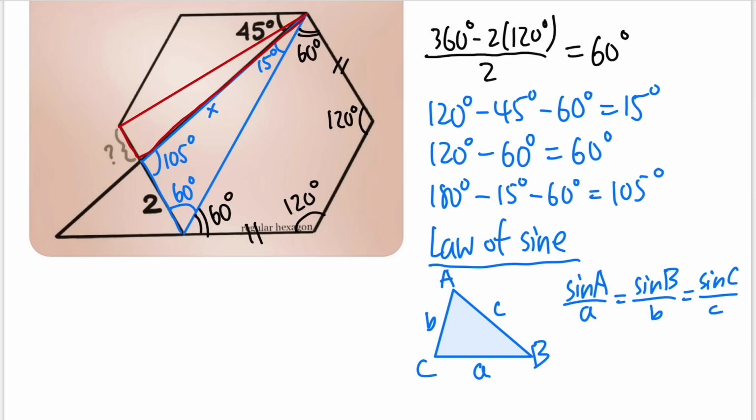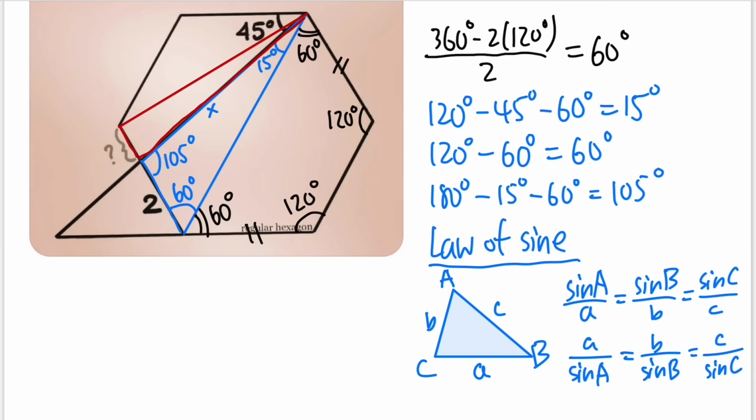Here's a little secret for you guys. If you want to find missing sides, do the reciprocals, it's easier. In other words, little a over sine of capital A is equal to little b over sine of capital B, and that's equal to little c over sine of angle C. It's easier this way. So now let's have a look.